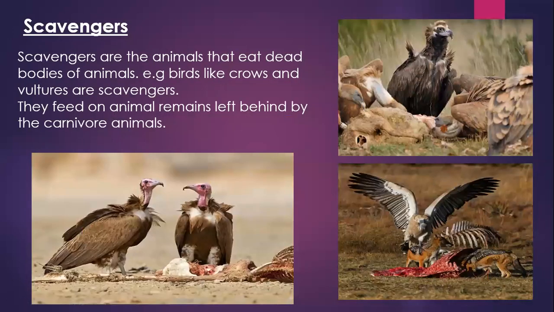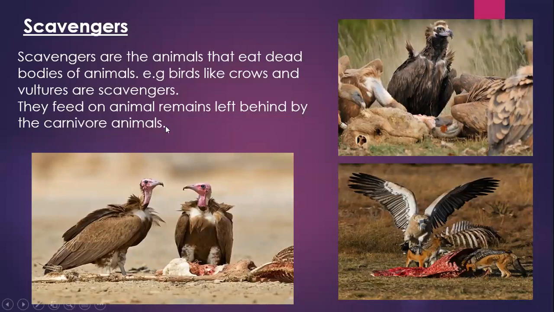The fourth type is scavengers. Who are scavengers? Scavengers are the animals that eat dead bodies of animals. For example, birds like crows and vultures are scavengers. There are many types of scavengers that eat the dead bodies of animals or plants. They feed on animal remains left behind by the carnivore animals.